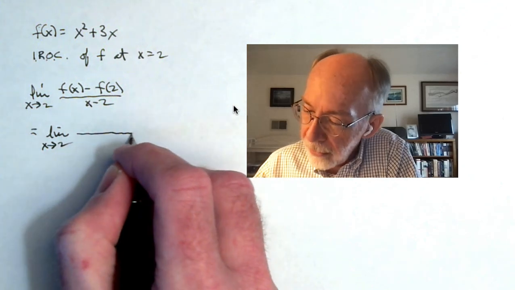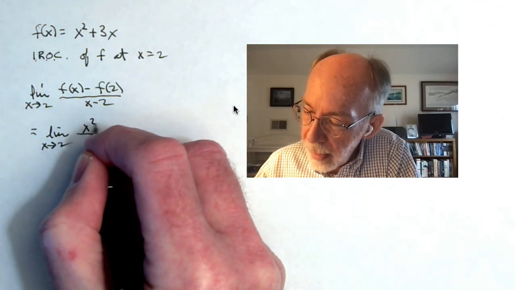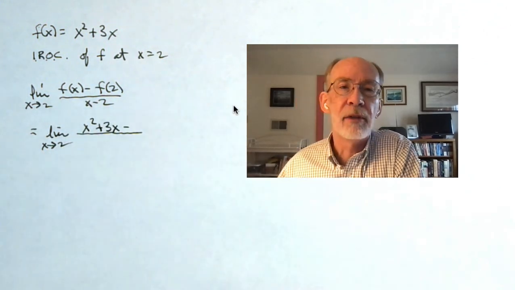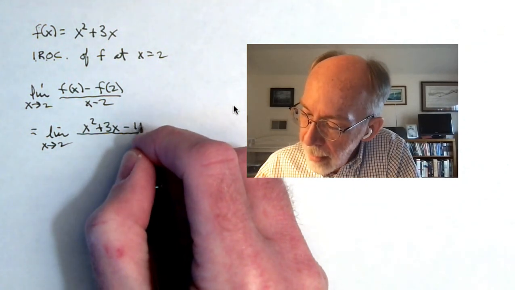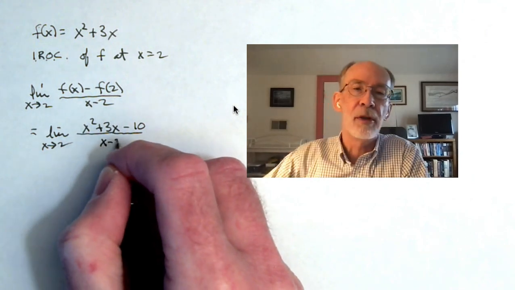What is f of x? It is x squared plus 3x. What is f of 2? Well, if I stick a 2 in there, I get 4 plus 6, which feels like 10. And our denominator is x minus 2.